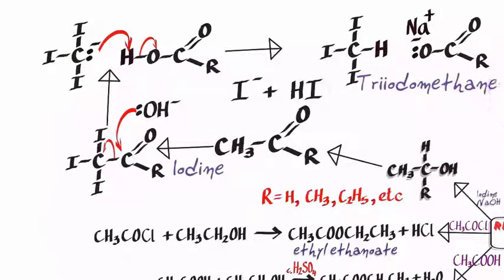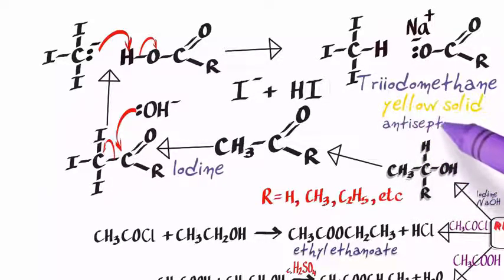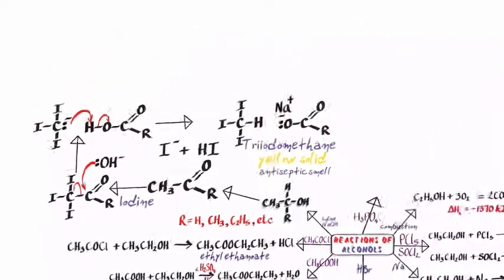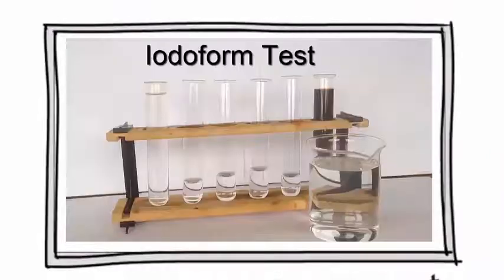If OR for example had been an H, then we'd have sodium methanoate. If OR was CH3, then we would have sodium ethanoate. The key thing is that the CHI3, triiodomethane, is a yellow solid with an antiseptic smell, and that's what we're looking for in the positive iodoform reaction. Let's look at that test.